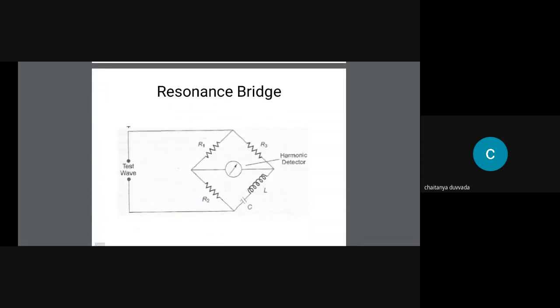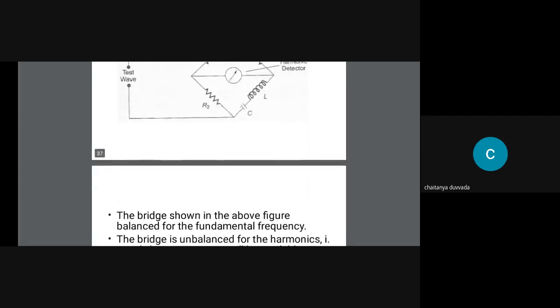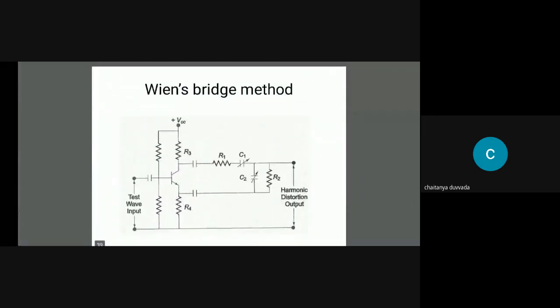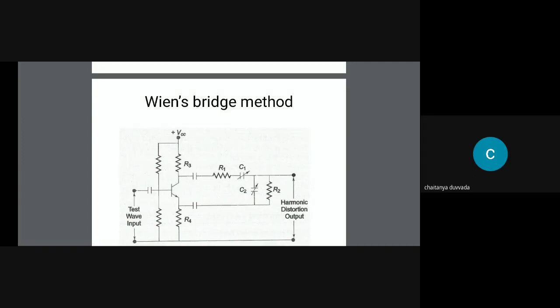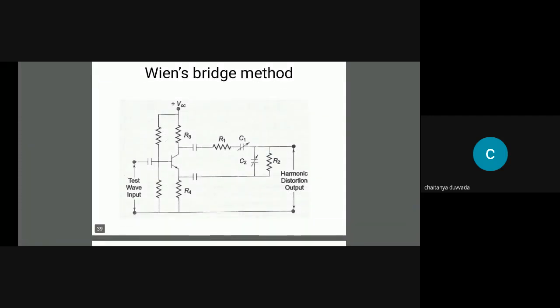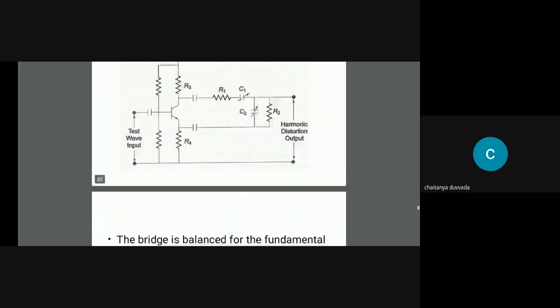This is the circuit belonging to the resonance bridge. It balances the fundamental frequency, and the distorted harmonic signal can be measured at the harmonic detector. Many times the fundamental frequency can change, and the bridge balancing is affected. In those conditions, we use Wien's bridge method. In this method, the distorted and harmonic signal also can be measured at the output terminal. This is regarding Wien's bridge method.